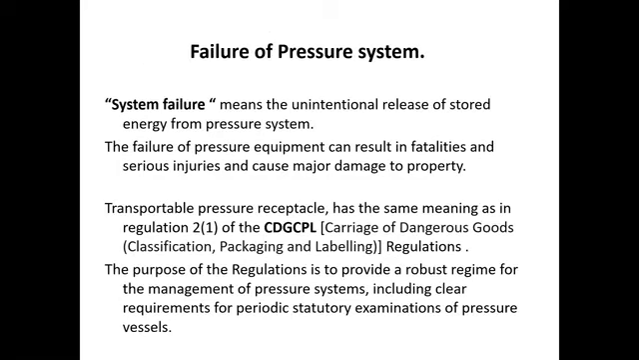Then there may be chances of system failure, that is, the pressure vessel or the pressure system can fail. What does it mean? It means the unintentional release of stored energy from the pressure system. That is nothing but the system failure related to the pressure systems. So that may result in fatalities and serious injuries, and cause major damage to property.